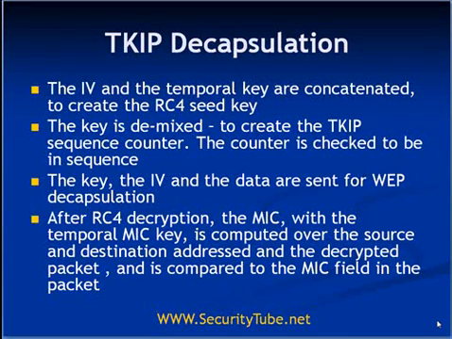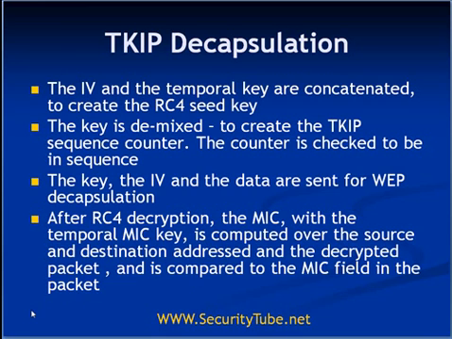After RC4 decryption, the MIC with the temporal MIC key is computed over the source and destination address and the decrypted packet, and is compared to the MIC field in the packet. So exactly the opposite thing is done. Again, with the key, with the source and destination addresses, the MIC key is derived, and with the help of the MIC key, the MIC is computed and it is checked with the MIC which is present in the packet itself. If both these MICs match, then the packet is accepted, otherwise it is rejected.